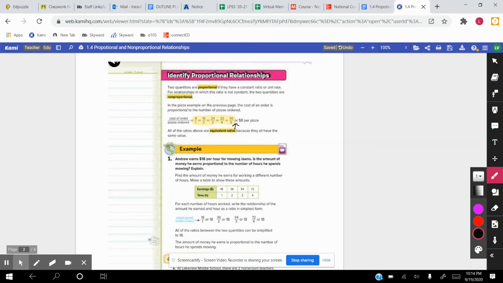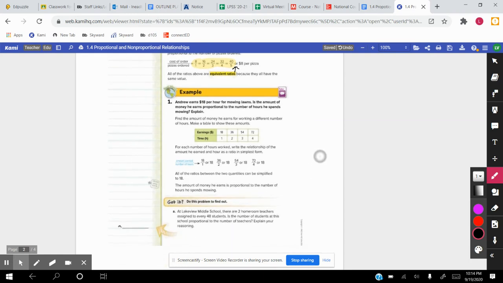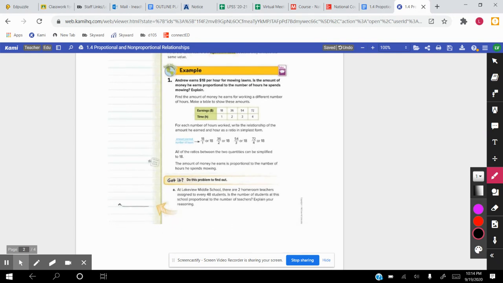So let's look at an example. Number 1, Andrew earns $18 per hour for mowing lawns. Is the amount of money he earns proportional to the number of hours he spends mowing? Explain. So to find the amount of money he earns for working a different number of hours, make a table to show these amounts. The top portion is the earnings in dollars, and the bottom portion is the time in hours. So if he works for 1 hour, he gets paid $18. 2 hours is 36. 3 hours is 54.